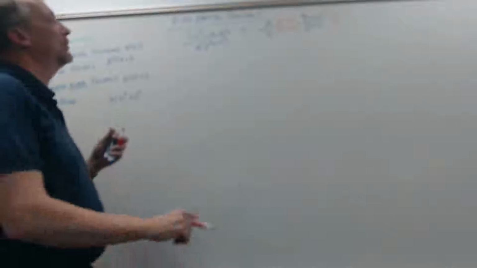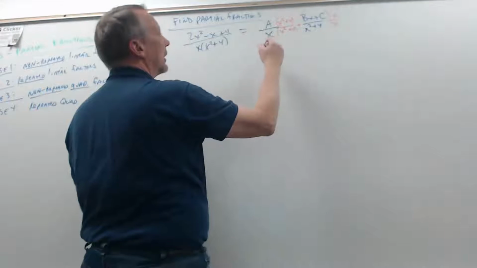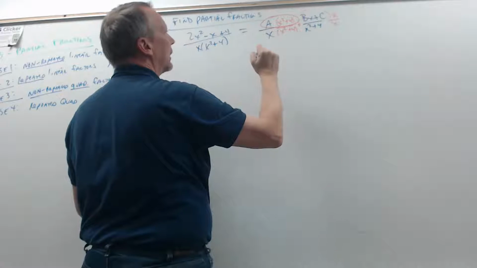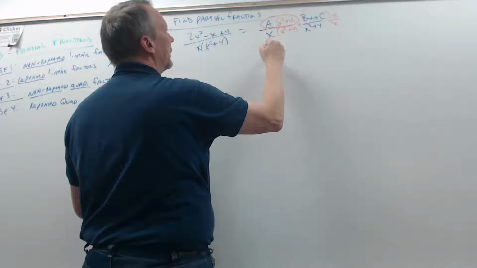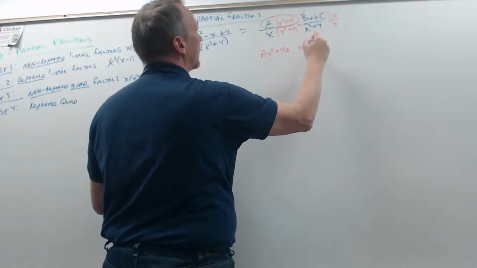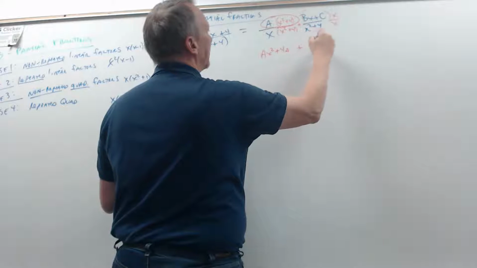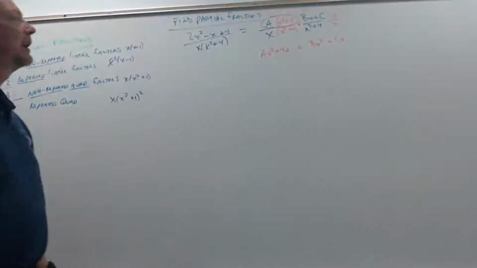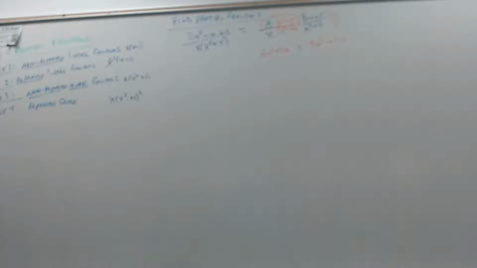Can you distribute this piece here? Yes. So you get ax squared plus 4a, plus bx squared plus cx. And I'm not going to worry about my denominator anymore because now the denominators match and I only care about the numerators. Right. So then what?